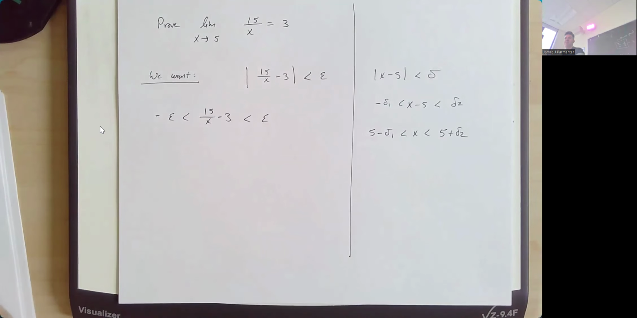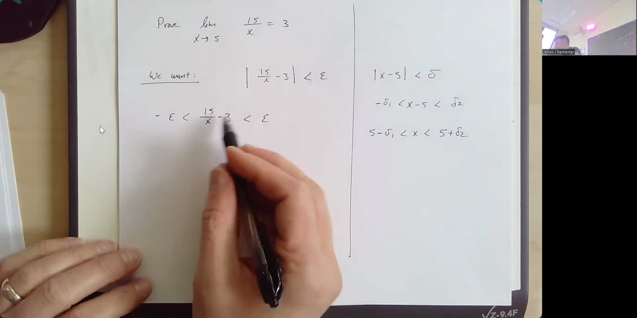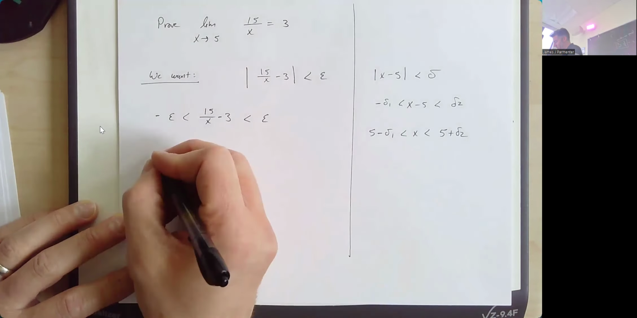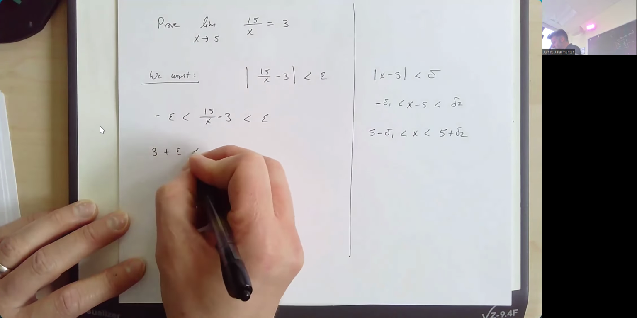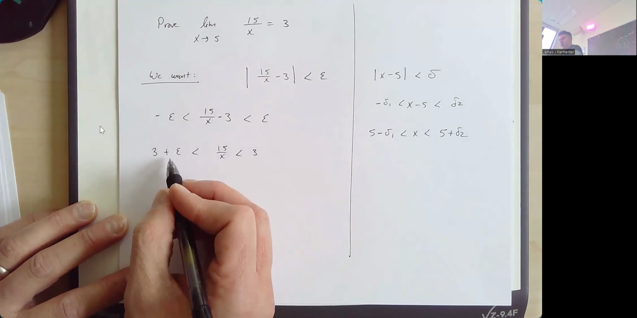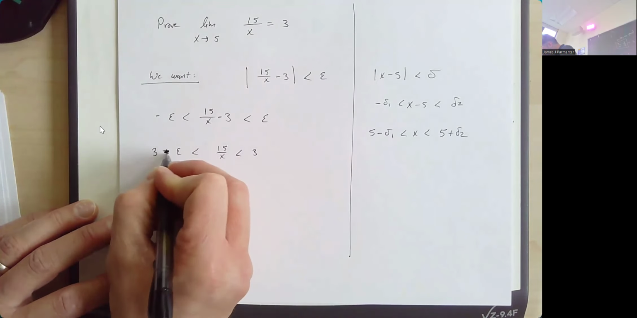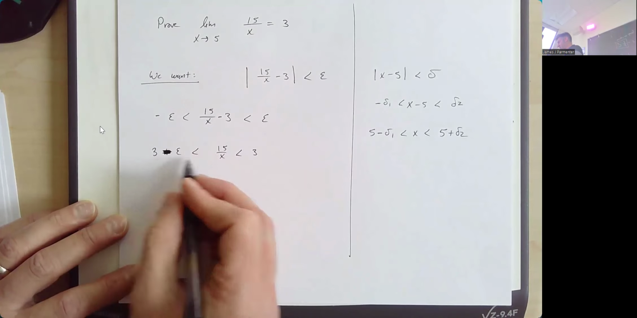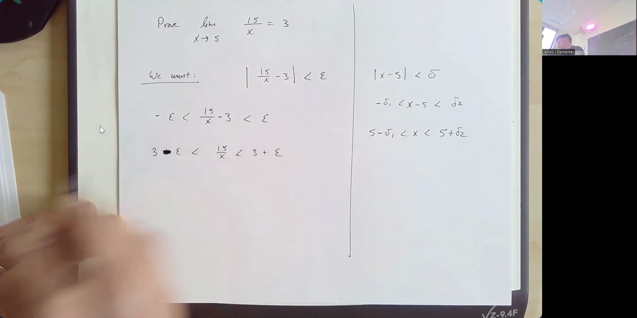Yeah. Now what? Good question. So what I would typically see here is I want to get a common, how do I want to do that? There's a couple ways to go here. I'm trying to think about which way I would do this really. I would probably get rid of this 3 first. I'm going to add 3 to every side. So 3 plus epsilon is bigger than 15 over x. It's bigger than 3, sorry, 3 minus epsilon, sorry, is less than 15 over x is less than 3 plus epsilon.